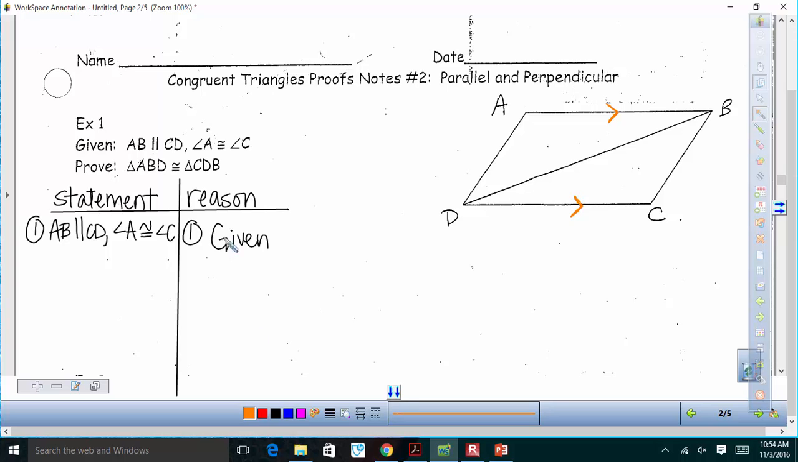Okay? So we labeled that these were parallel. Next we want to label angle A is congruent to angle C. So A is here. C is here. Those are congruent. Now, we don't have any other steps yet.